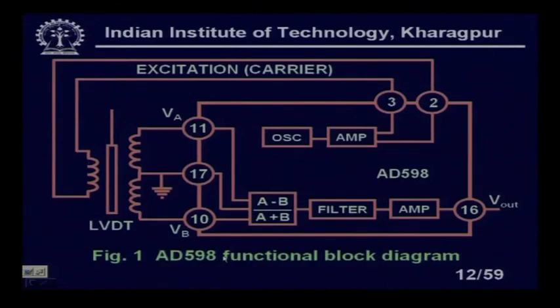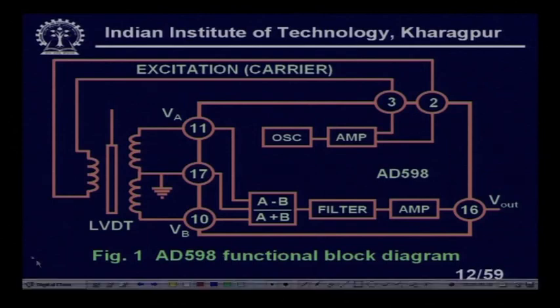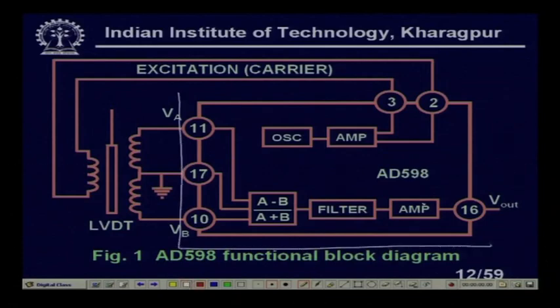You see, this is a block diagram of the LVDT signal conditioner, our AD598. This portion is inside the chip. You can see this portion, this portion, and this portion are all inside the chip. And there are pin numbers 2, 3.